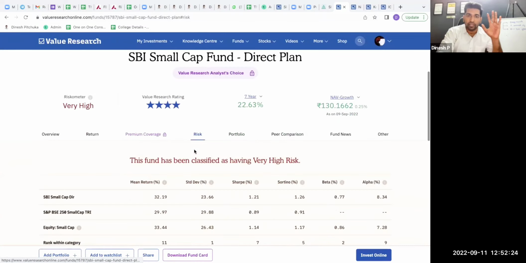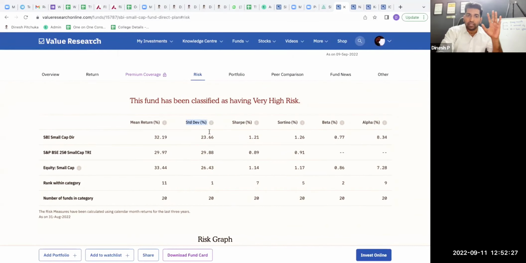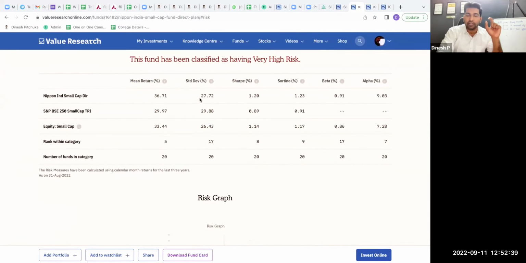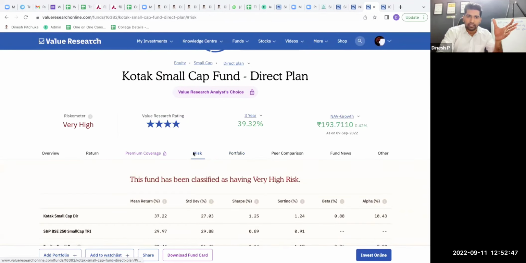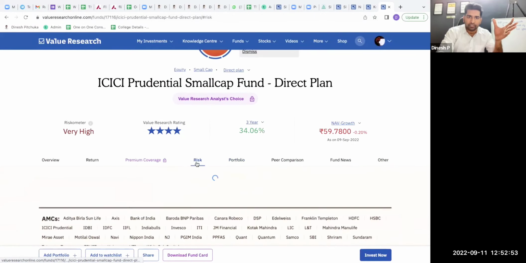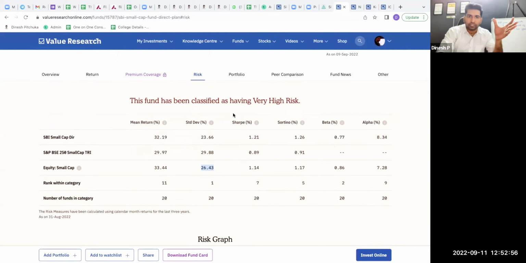risk. As I told you, standard deviation. How is the risk? This you can compare with the benchmark, and also with the peers. Here it is 27.7, same crowd, all small cap. Here the risk is 27.03. Here the ICICI Prudential risk is 27.6. This is the only one which has around 23.66 as a risk. So when compared, the risk level is also less, but the returns are very high. Good one.